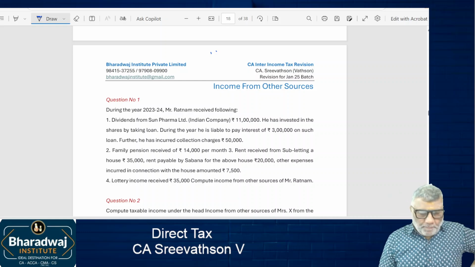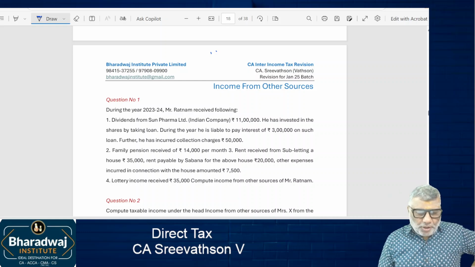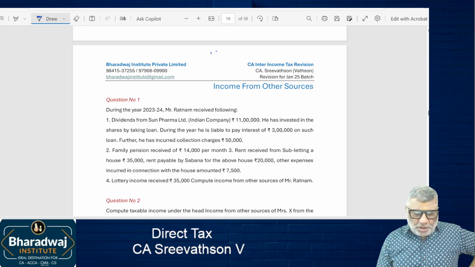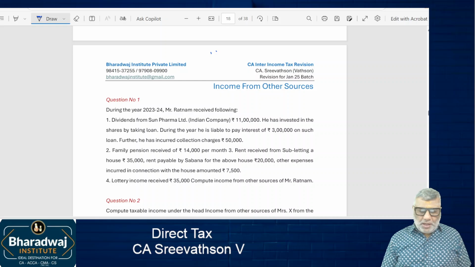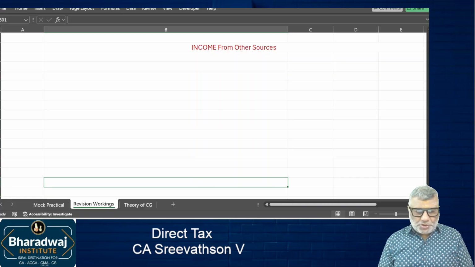Question number 1. During the year 23-24, Ratnam received the following. Dividend from Sun Pharma Limited. He has invested in the shares by taking a loan. During the year, he is liable to pay 3 lakh interest. Further, he has incurred collection charges. Family pension 14,000 per month. Interest received from bank, subletting of house, rent payable, other expenses incurred in connection with the house, lottery income. Compute income from other sources.